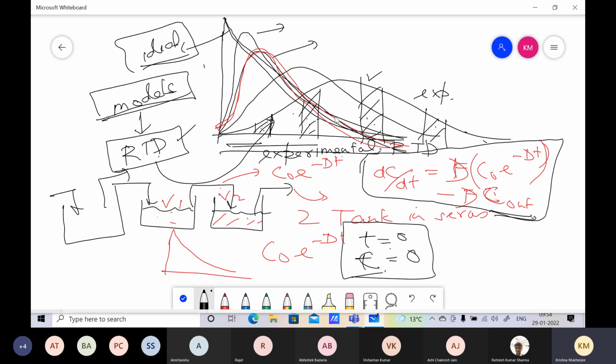Now, these predictions are only possible with first order reactions. From the RTD data, directly predicting conversions is possible when the reaction is first order. When it is complex order, it is not possible. I'm just mentioning this to you.